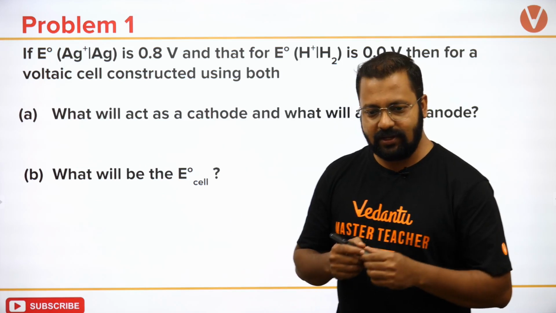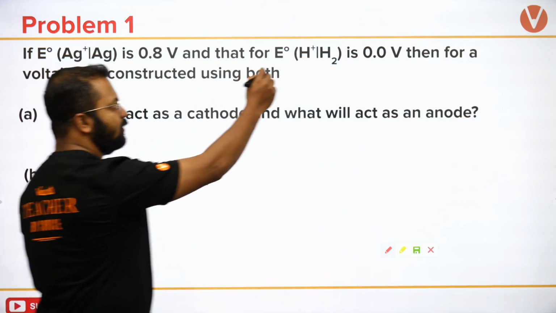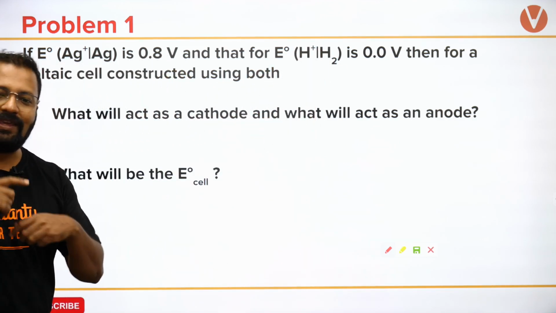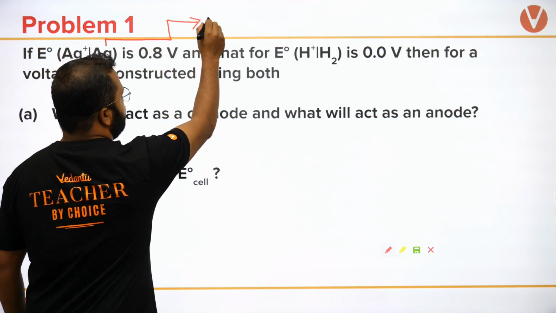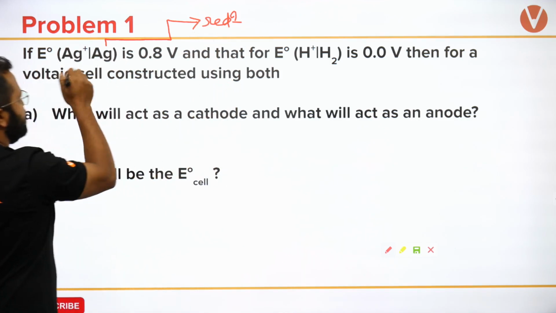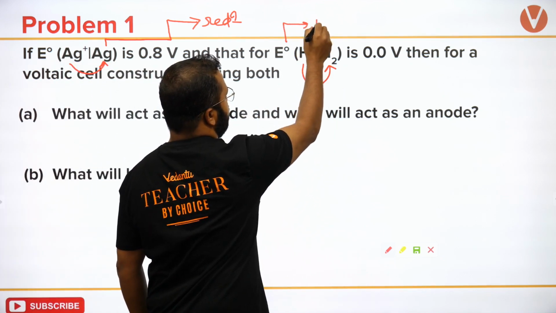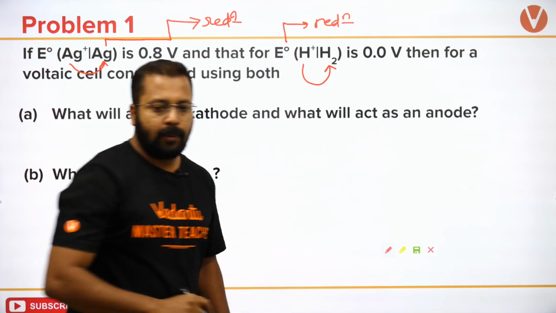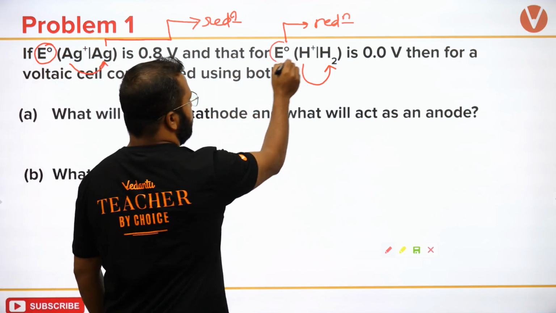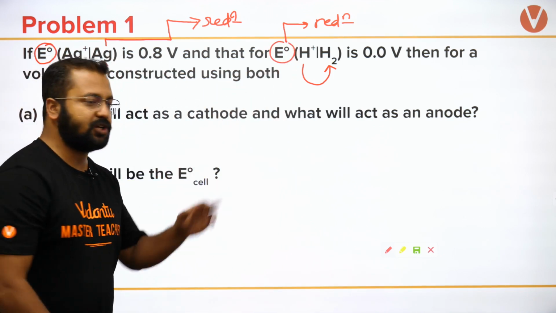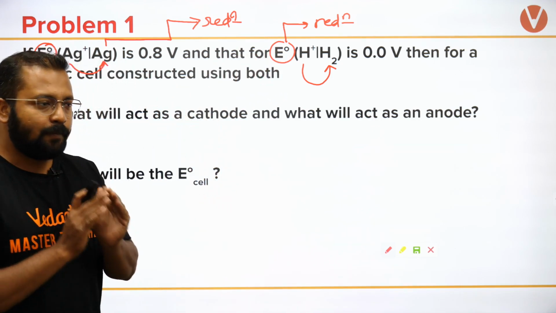Now look, the question is E naught Ag plus changes to Ag is 0.8 volts and E naught H plus changing to H2. First and foremost we have to identify whether this represents reduction or oxidation. So this represents reduction. You can see that Ag plus is changing into Ag and H plus is changing into H2. So this represents reduction. If this represents reduction, these E naught values represent reduction potential, standard reduction potential. You can see that naught is given, so it represents standard reduction potential.